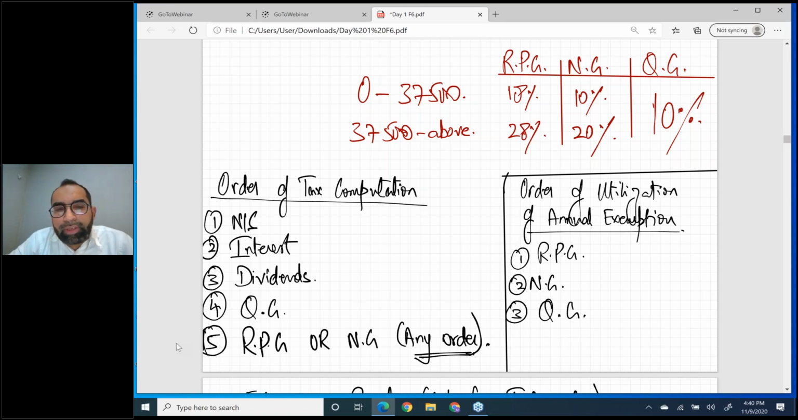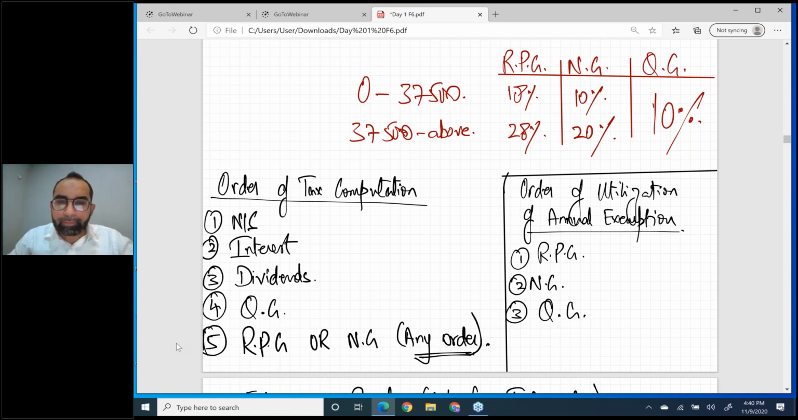Look here. First of all, compute tax on non-saving, then interest income, then dividend income, then QG, qualifying gains, and finally RPG or NG in any order. RPG or NG in any order, that's your wish. The answer will remain the same. So non-saving, interest, then dividend, then qualifying gains, and then finally RPG or NG in any order.